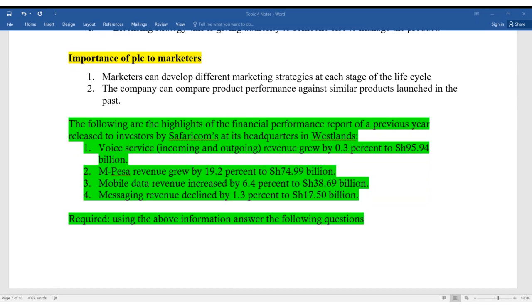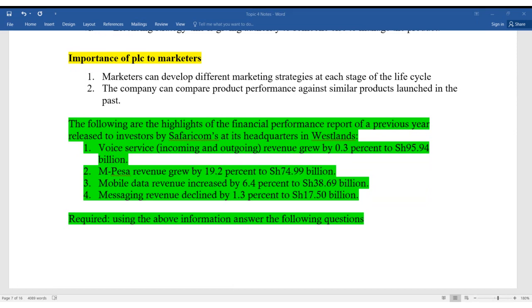M-Pesa indicates the highest growth. So it means that M-Pesa is at the peak of its growth. That is what I mean, the peak of its growth. So M-Pesa is in the growth stage. So who told us M-Pesa is in decline? How can it decline and it has got a 19.2% growth? If you look at that growth, it's such a huge growth.